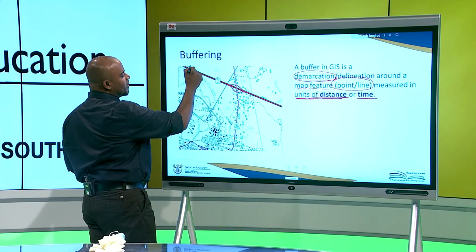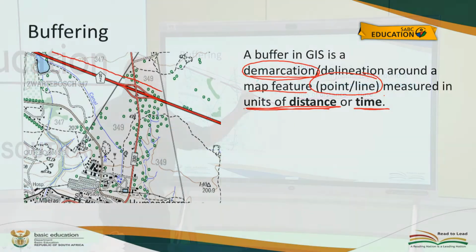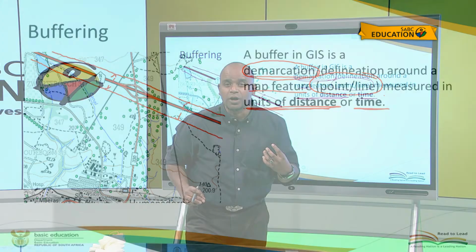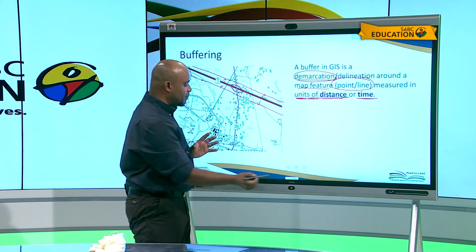And how do I buffer? Notice I'm drawing a line which is a certain distance away from the N2 on either side. The distance between the line feature and either side of that road, or national road, the N2, is what we call a buffer. The buffer makes sure that in terms of delineation, we have a distance between a specific point. You can do buffering in line features, in point features, as well as area or polygon features.